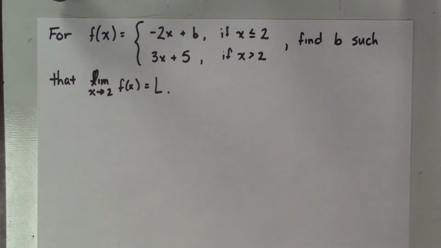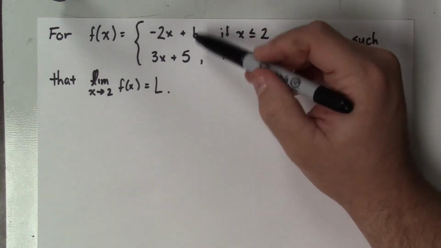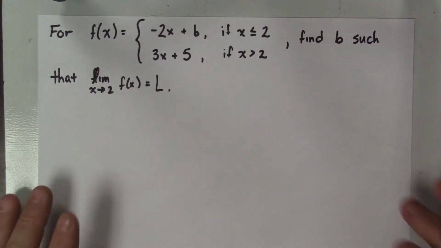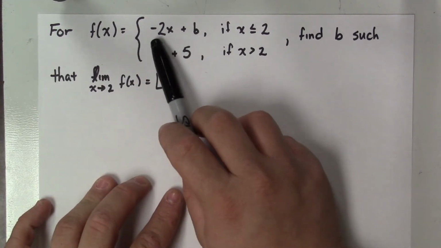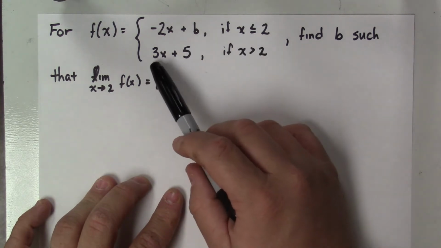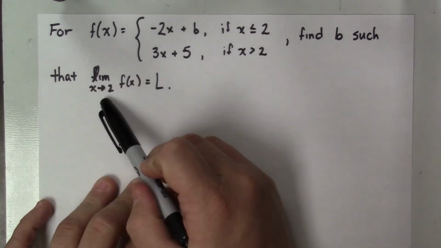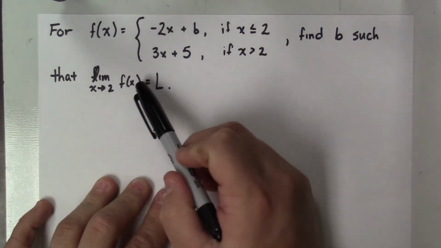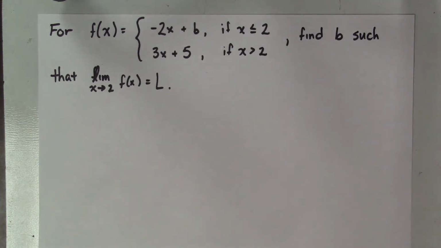Today's lesson comes from section 2.3, techniques for computing limits, and we're looking at solving for a variable such that the limit exists. So our example for this video is f of x equals the piecewise function where negative 2x plus b is the rule if x is less than or equal to 2, and the rule is 3x plus 5 if x is greater than 2. We want to find b such that the limit as x goes to 2 of f of x is some value L. I don't know what L is, but we're going to solve for that value.